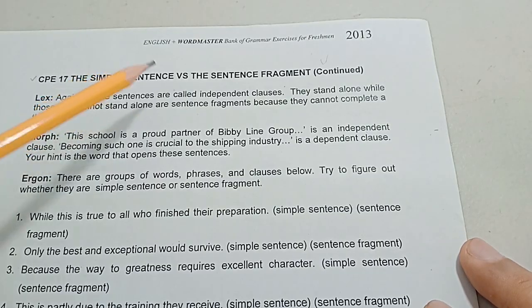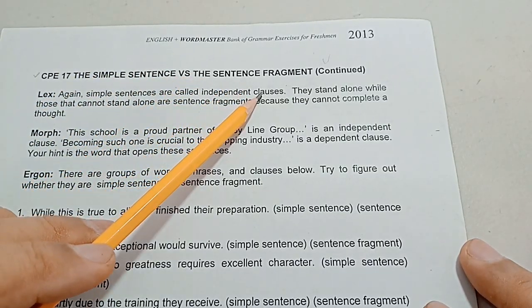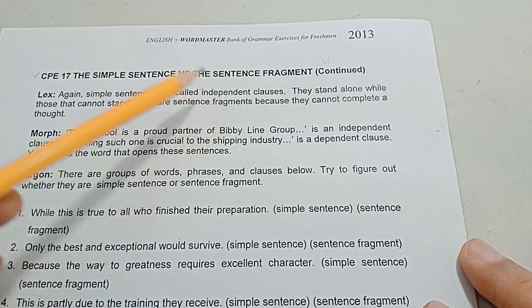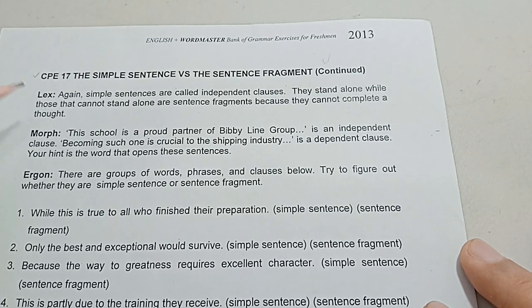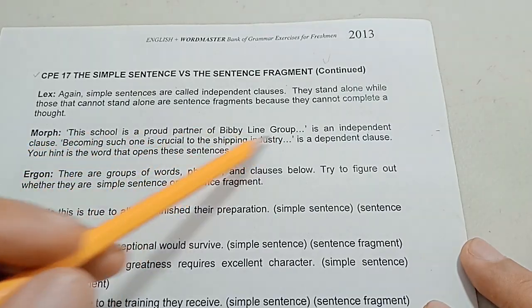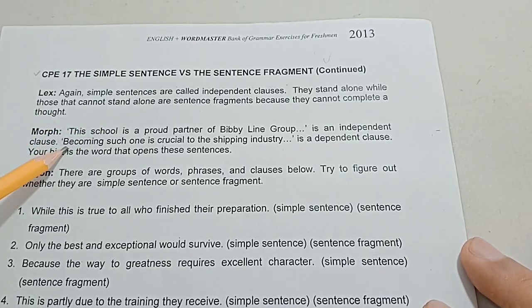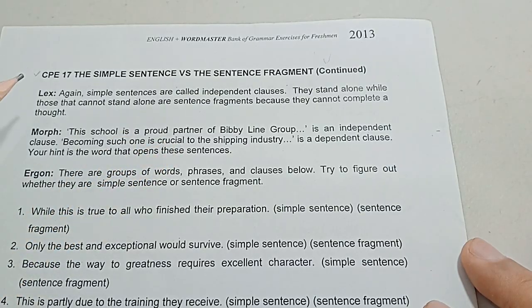Again, simple sentences are called independent clauses. They stand alone, while those that cannot stand alone are sentence fragments because they cannot complete a thought. Right? This school is a proud partner of BB-Line Group. So you have here in this example an independent clause, okay? Because you see the thought is complete. It's not just a product of a thought. This is a complete thought, not a product. Okay? Now, becoming such one is crucial to the shipping industry.